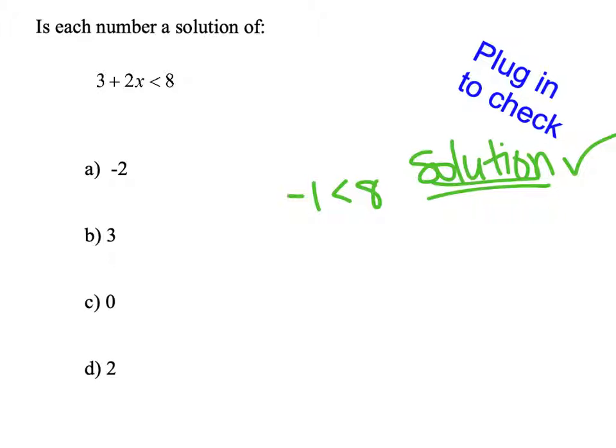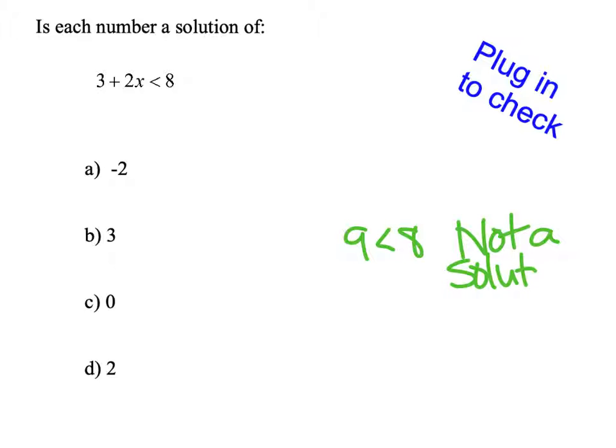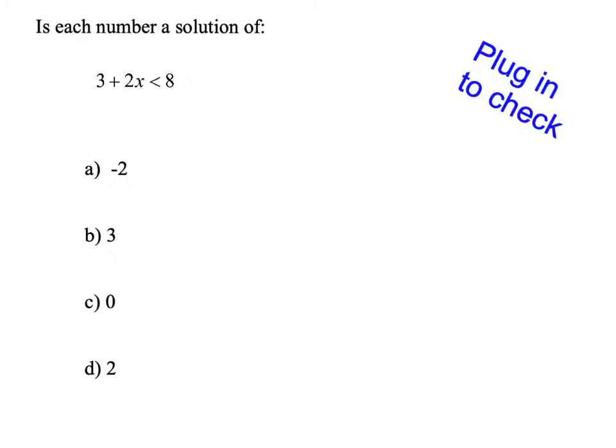All right, 3, substituting that in. 3 plus 2 times 3 is less than 8. Is that a true statement? So 2 times 3 is 6, plus 3 is 9. 9 is not less than 8. So 3 is not a solution. All right, and it seems pretty straightforward. It's just sometimes you wonder what the directions are asking you.